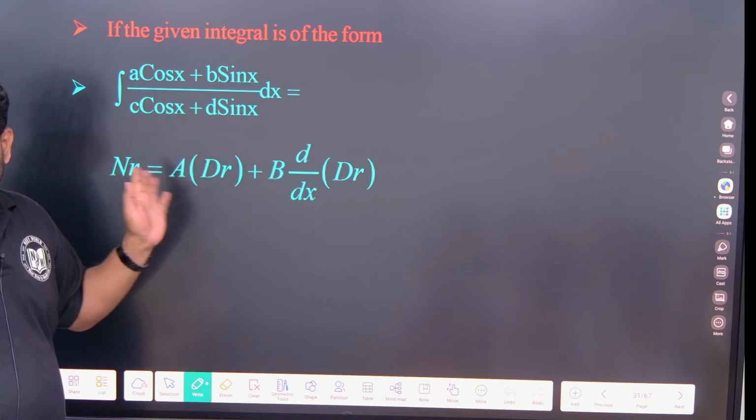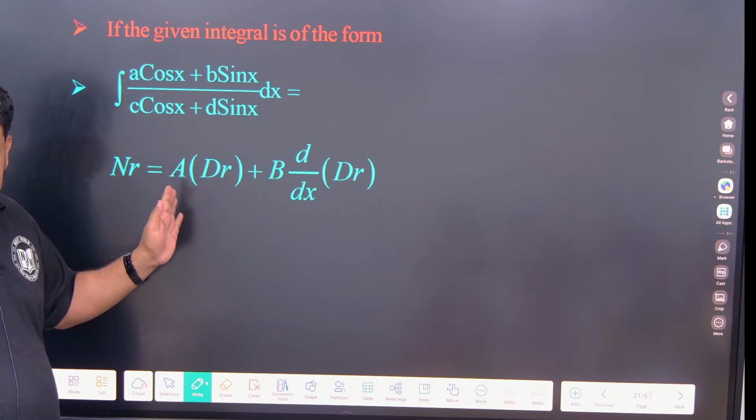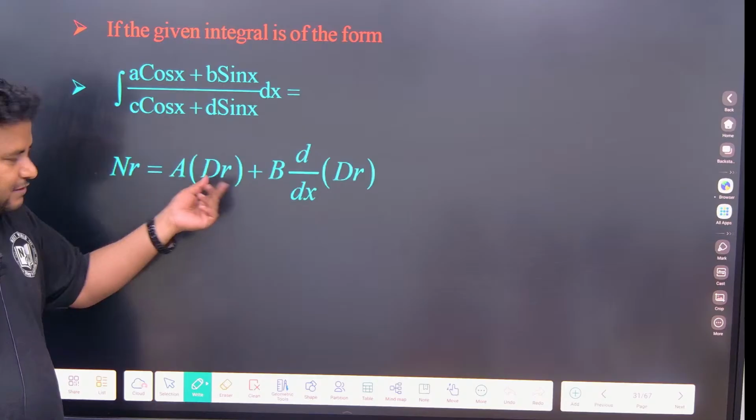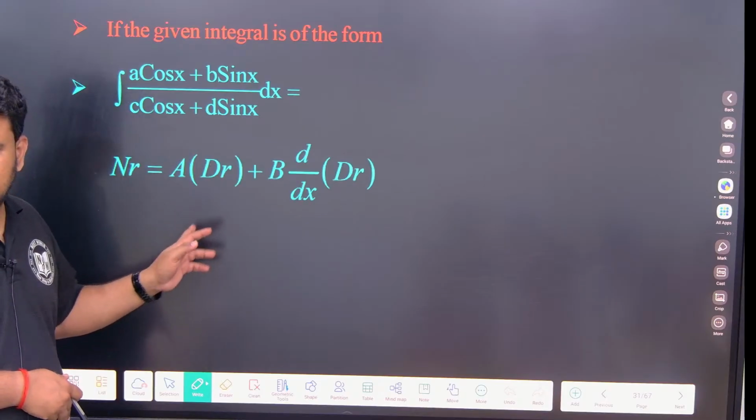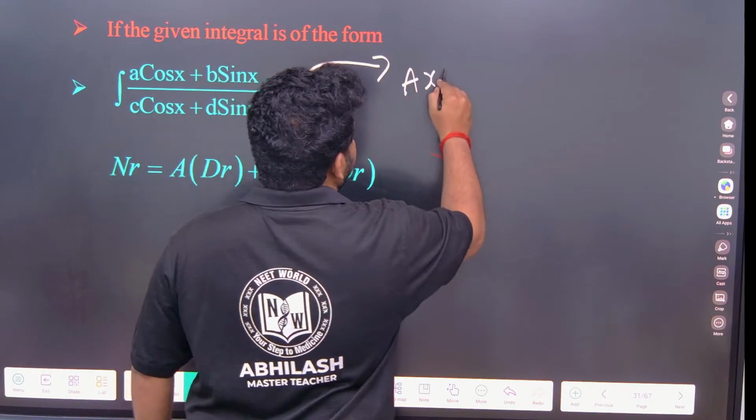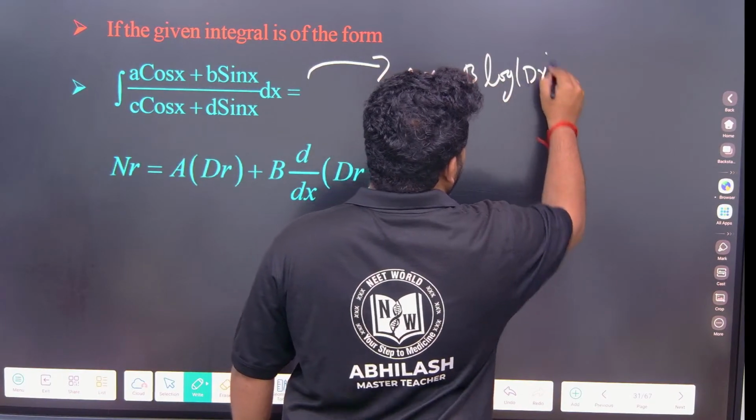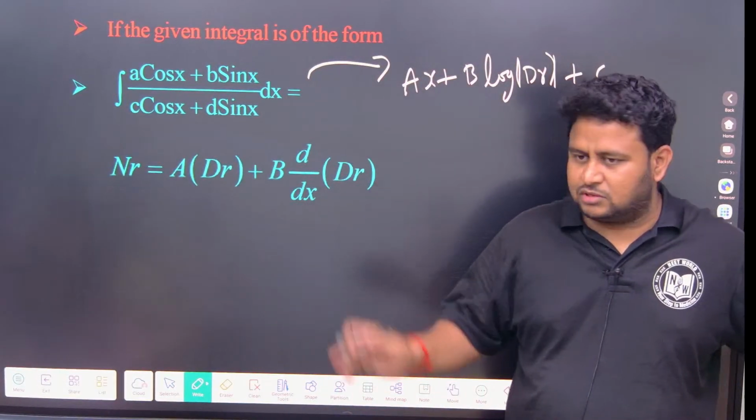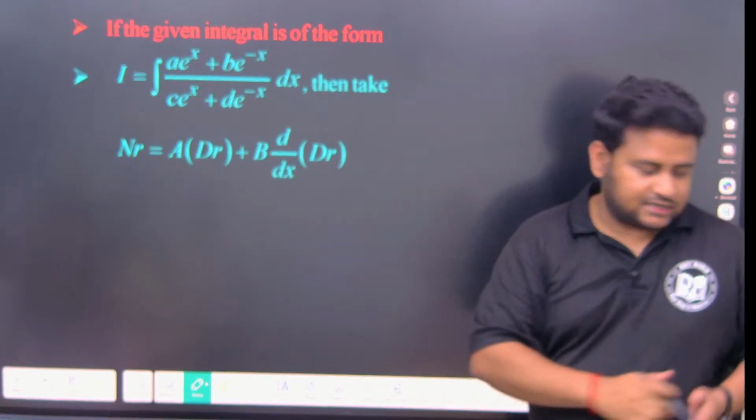Okay, you have already done this in your board exams. You will write numerator is equal to a times denominator plus b times d by dx of denominator. After that you will write it like this, get the a value and b value, and use partial fractions. Correct na? But here you don't have to do all that. Here you have to find out only a and b. Then you will use the logic, that the answer is ax plus b into log of mod denominator plus c. Okay, make a note of it. Same thing goes for here also. See, first write down this and then next one I will tell you.